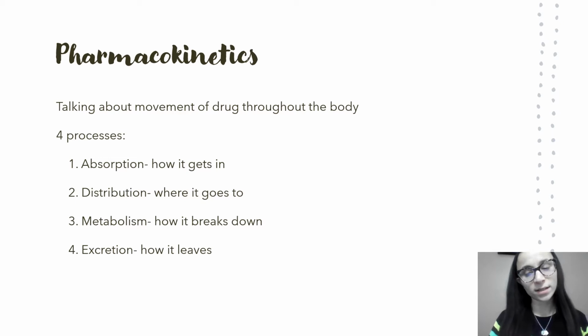Okay, pharmacokinetics. What pharmacokinetics is, it's basically the movement of the drug throughout the body. How it gets in you, and then how it gets out of you. So there are 4 processes I would know these. Absorption, how it gets in. Number 2, where it goes, so that's distribution. Number 3, metabolism, how is it being broken down? And number 4, how is it leaving? Excretion. So absorption, distribution, metabolism, and excretion.